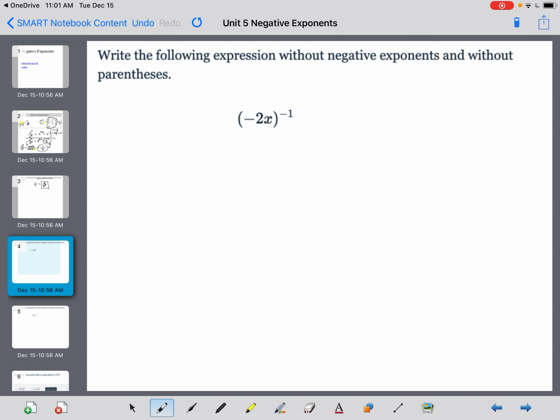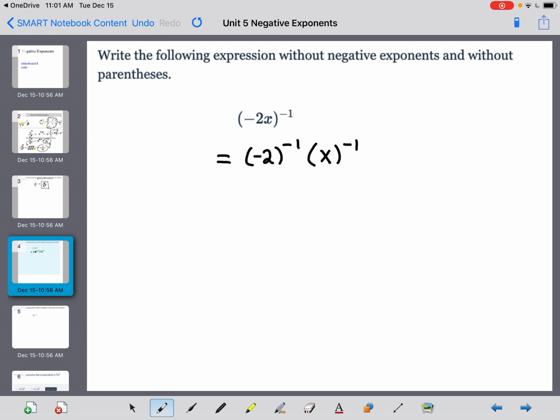Now, the difference with the second question is that I have 2 factors, a negative 2 and an x, both in a parenthesis, both being raised to the negative 1. So if I want to first use the power rule, I could. So the negative 2 is being raised to the negative 1, and the x is being raised to the negative 1.